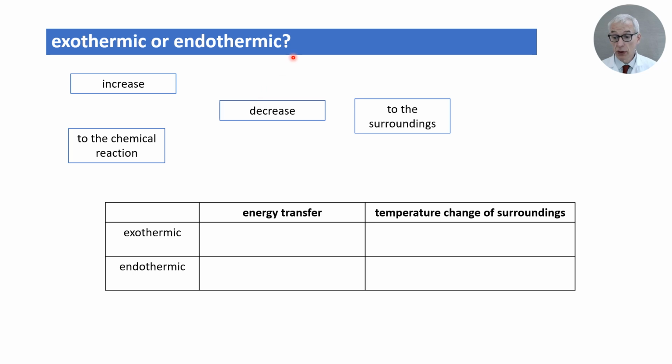So I'm going to give you a few problems on the definitions of exo and endothermic. Here are 4 statements. Can you assign the correct energy transfer and temperature change of the surroundings to exothermic and endothermic? Each of these 4 statements fits somewhere into that table. Pause, come back when you have your answers.